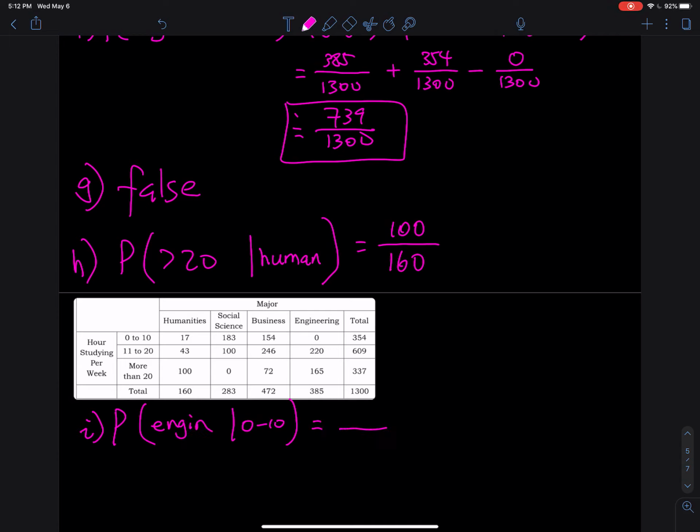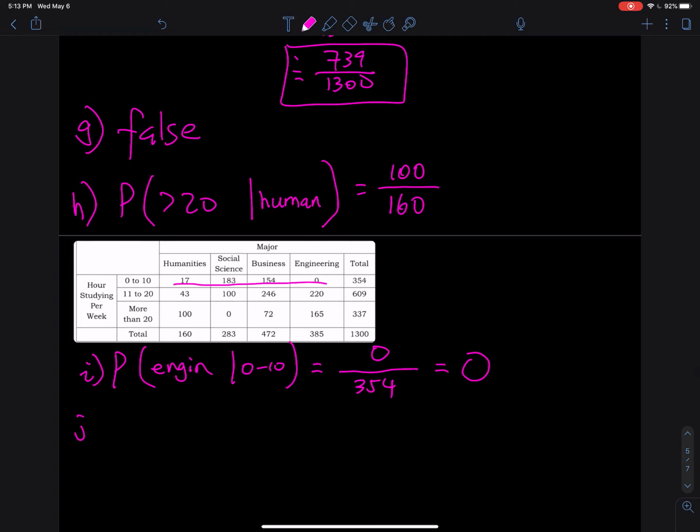How many 0 to 10 do we have? The sum is 354. So within the first row, how many engineering major? 0. So the probability is equals to 0. So that is I, and then the last one is J. Engineering and 0 to 10, are they independent or dependent? So J, we have probability of engineering and 0 to 10. So to prove that two events are independent, so the N must be equals to the product of each of the two single events. So engineering multiply probability 0 to 10.